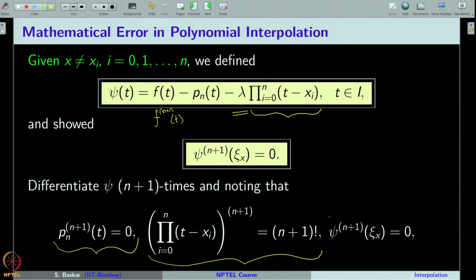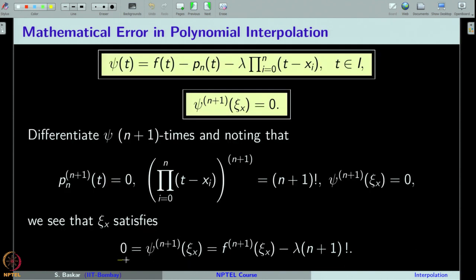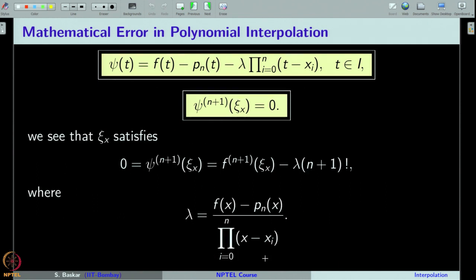Now, after all this, of course, we have to keep in mind that psi n plus 1 of xi of x is equal to 0. Now, let us put all this into this expression and see what happens. Well, 0 is equal to psi n plus 1 of xi of x. On the right hand side, we have differentiated this expression and that is given by this, and we have substituted t is equal to xi of x in that, right. What is lambda? Well, lambda is given by this expression.